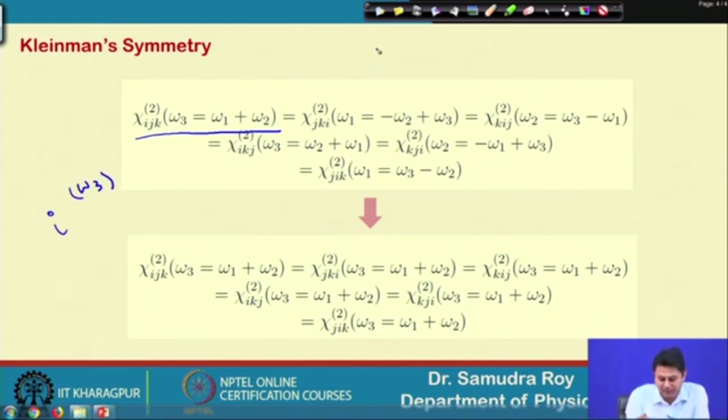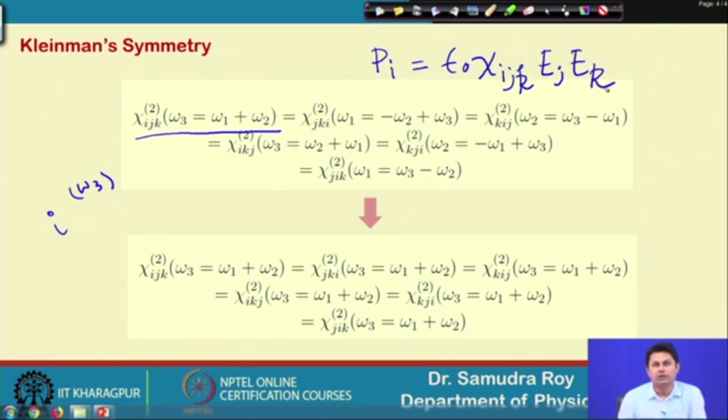If you remember, P_i was epsilon 0 times susceptibility chi_ijk times E_j E_k. That was our main equation in terms of nonlinear polarization. Obviously, P_i is nonlinear, so that is why two components, E_j and E_k, are associated with this term.